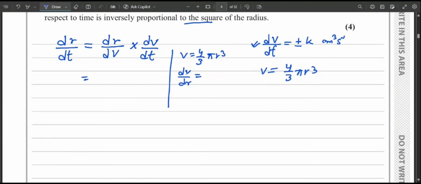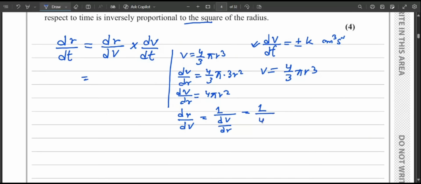So if we calculate dv by dr in this expression, we get 4 by 3 pi into 3 r square. So simplifying this, we can see that 4 by 3 and into 3 will give us 4 pi r square, and this is equal to dv by dr. But we have to find out dr by dv. To find out dr by dv, we just have to inverse our expression for dv by dr, which will give us 1 by 4 pi r square.